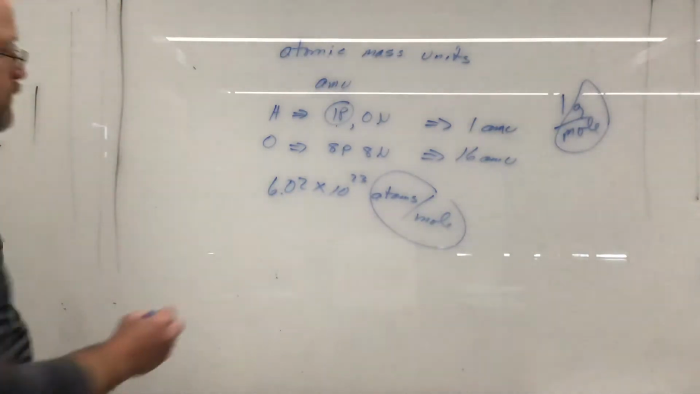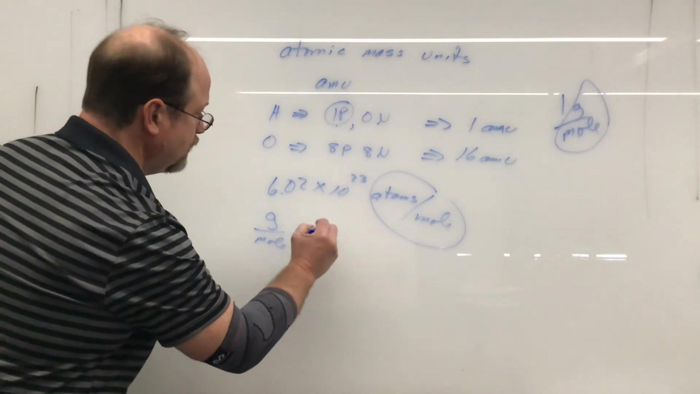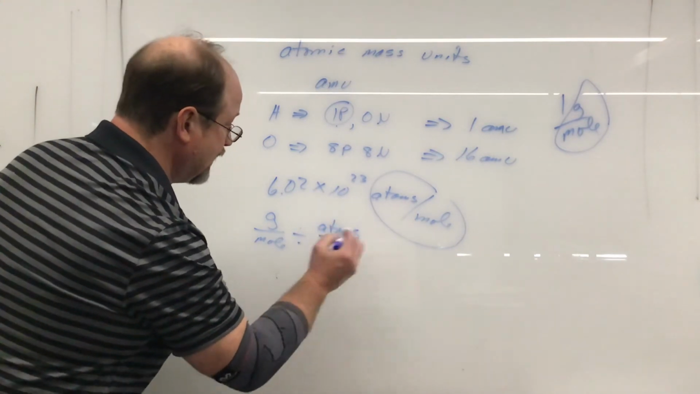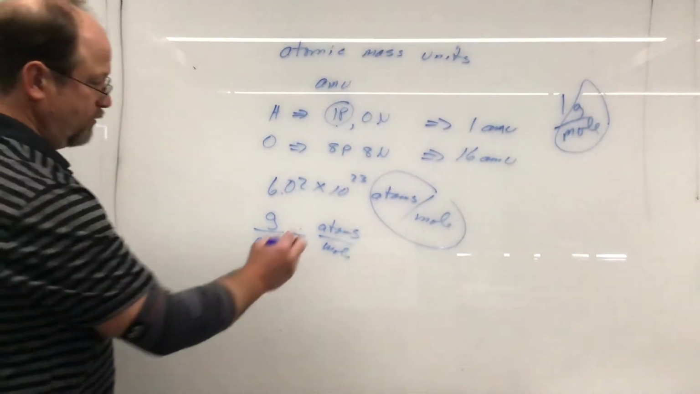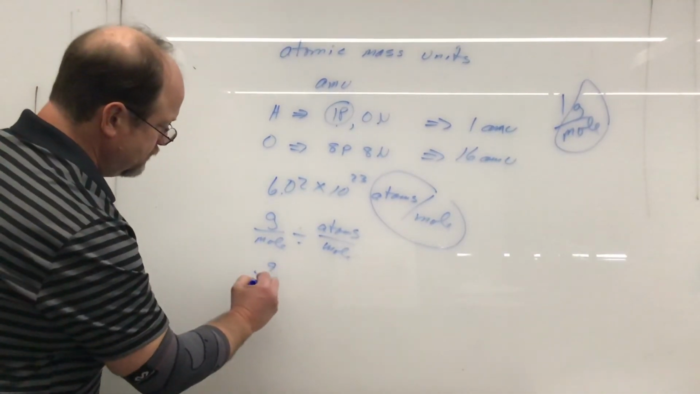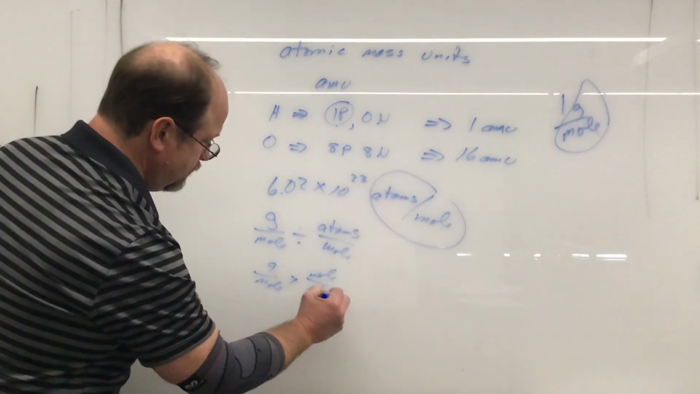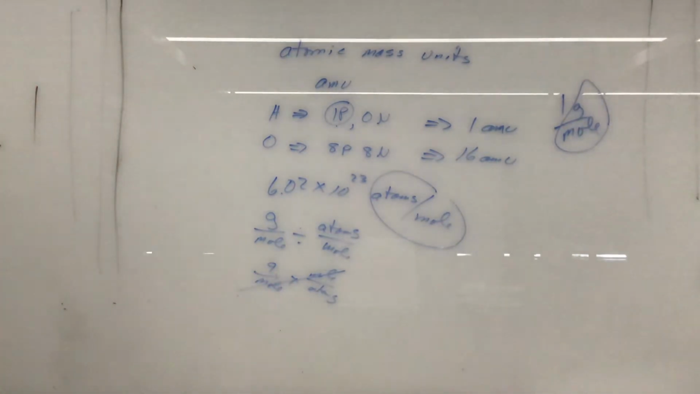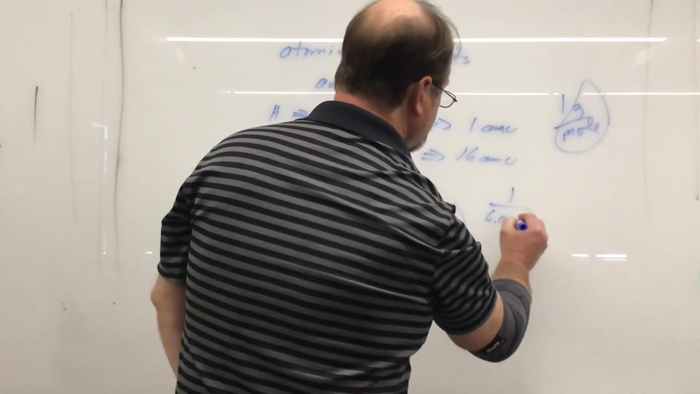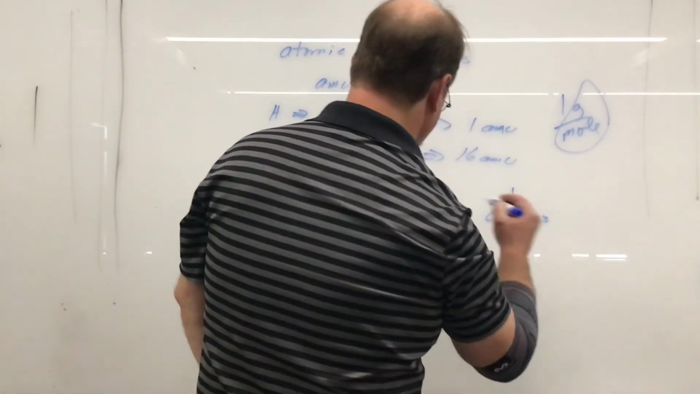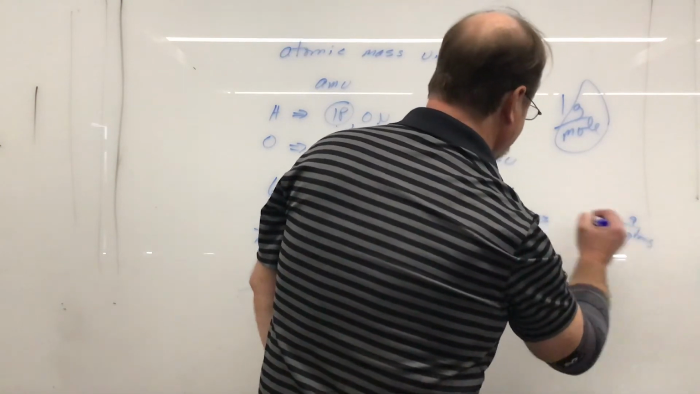If I want to figure out how many grams it is for one atom, I would do this operation: grams per mole divided by atoms per mole. And remember how to divide fractions. You flip the second one and multiply, and when you do that, the moles cancel out and you end up with grams per atom. So I take 1 over 6.02 times 10 to the 23rd, and that's going to be the amount of grams in one atom.